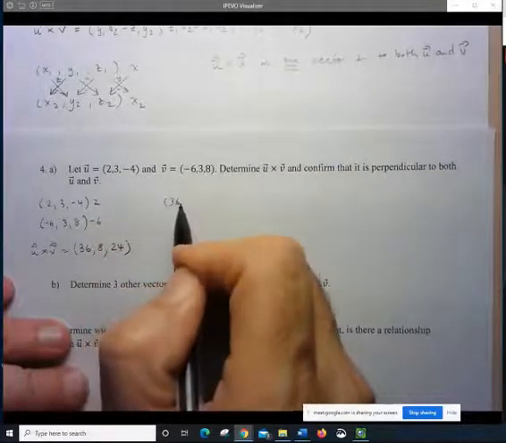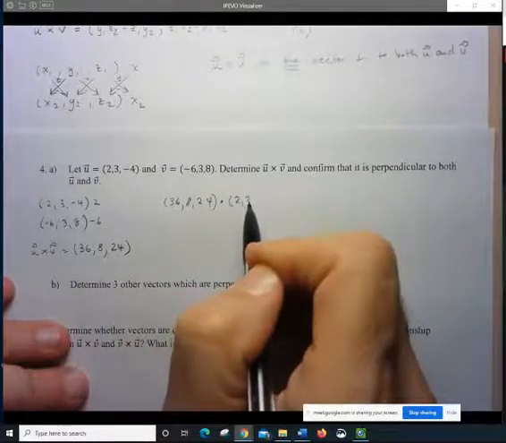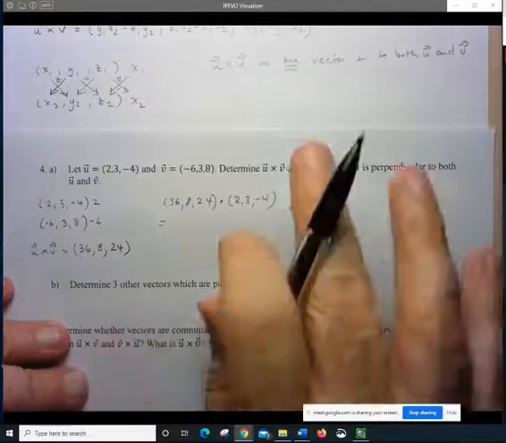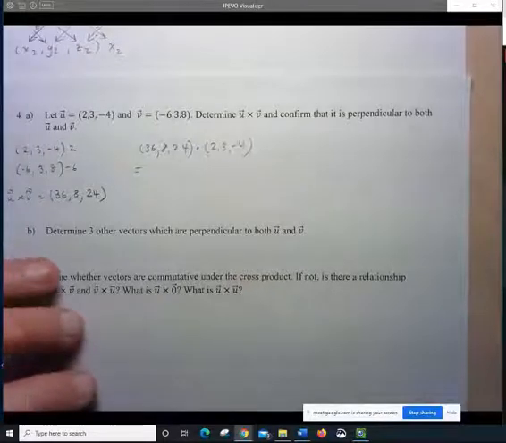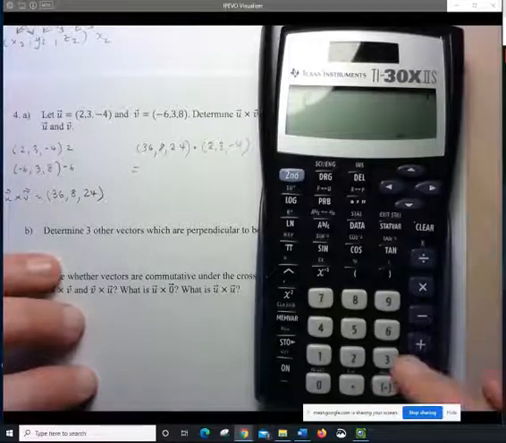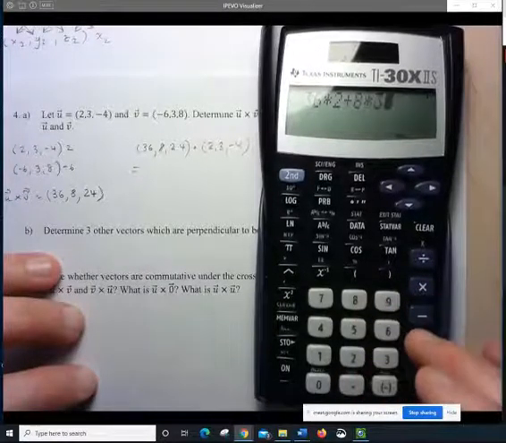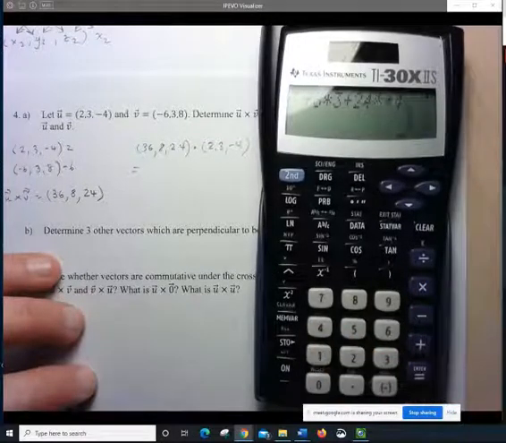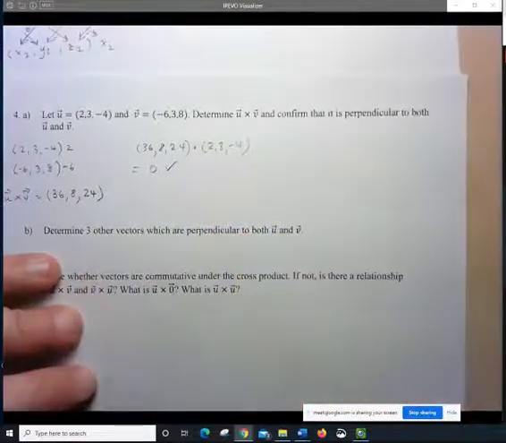So let's take 36, 8, 24, and let's dot it with 2, 3, -4. Let's test this out. I'm not even going to waste my time trying to do this in my head. Let's do it quickly here. We have 36 times 2, plus 8 times 3, plus 24 times -4. And there we go, we get 0. So check, it's perpendicular to the first vector.